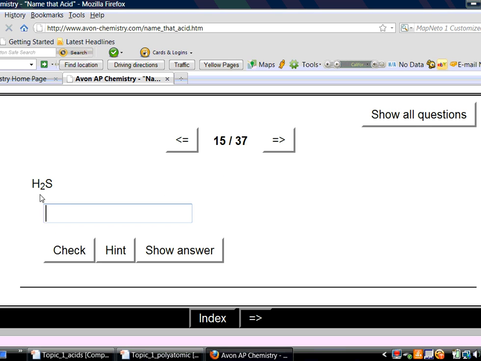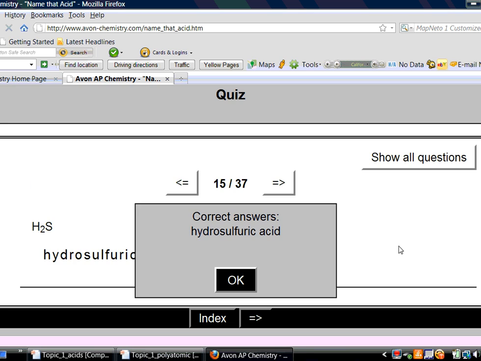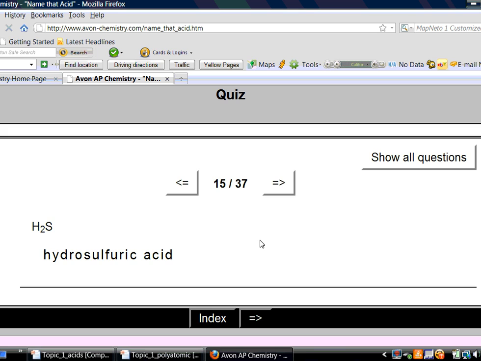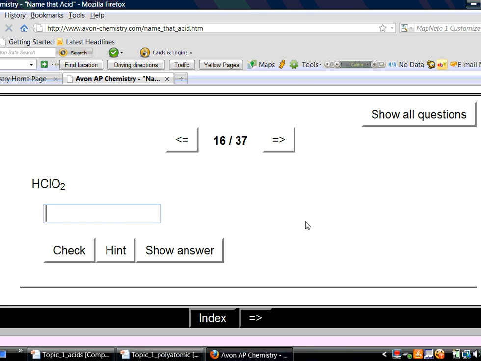Go ahead and try to name H2S. You recognize there's absolutely no oxygens present, so we have to have a hydro at the beginning of this. And since it's sulfur, we're not going to drop anything on this, and just call it hydrosulfuric acid. Sulfur and phosphorus, really strange, but that's okay. You'll get used to it. The good news is those are the only two that we have to worry about.